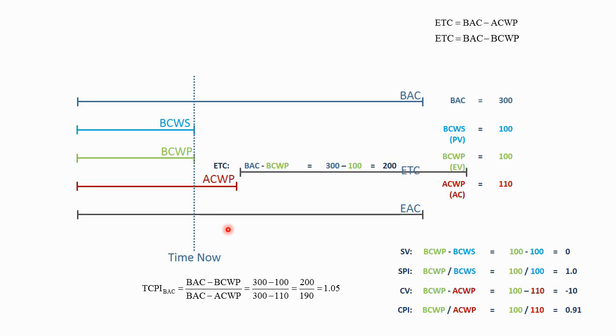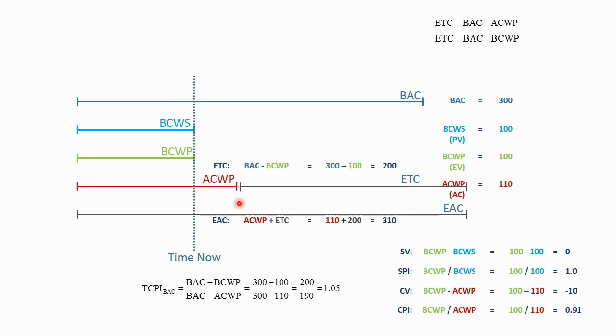Now, to recompute the EAC, we add the ETC, the estimate to complete, to the actuals. So now the EAC, this ETC should be, oh yeah, I already had that here. So the actual costs are 110 hours. The ETC is 200 hours. I take the actual cost, 110 hours, plus the ETC, 200 hours. Now my EAC is 310 hours.